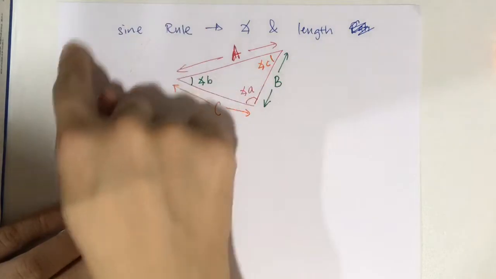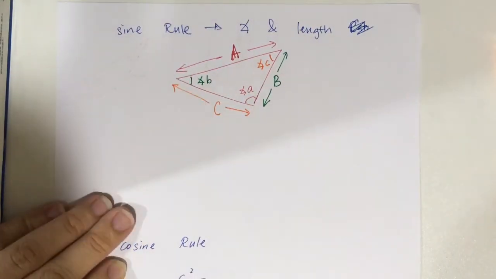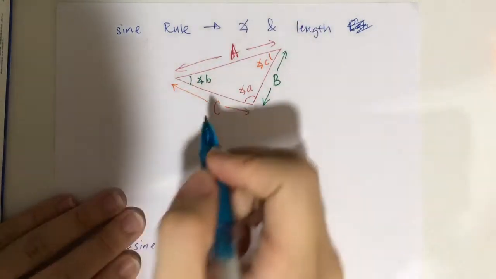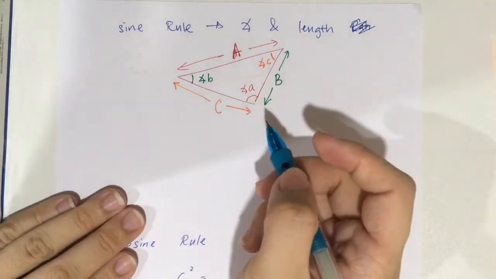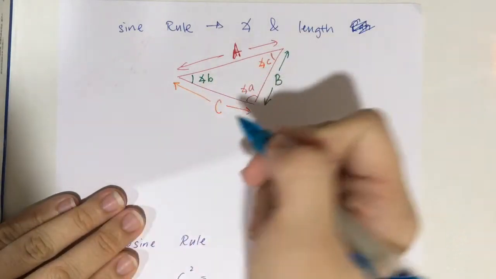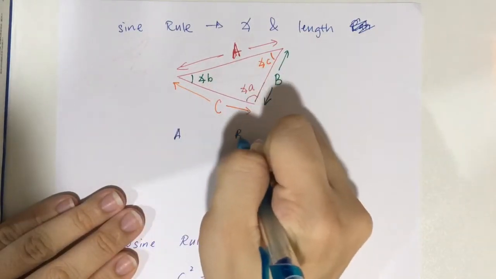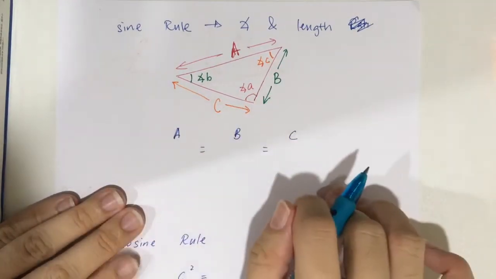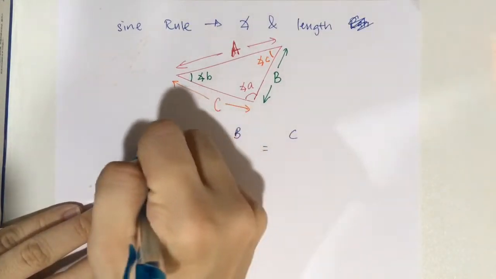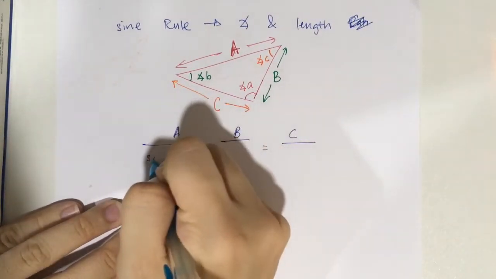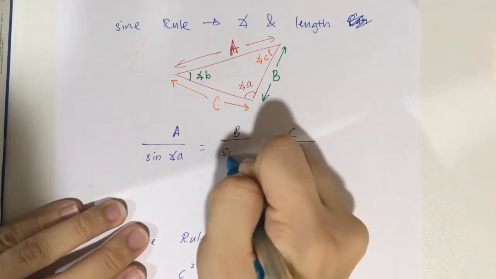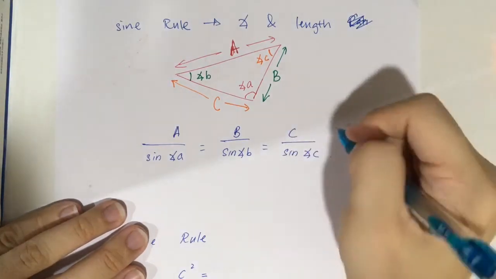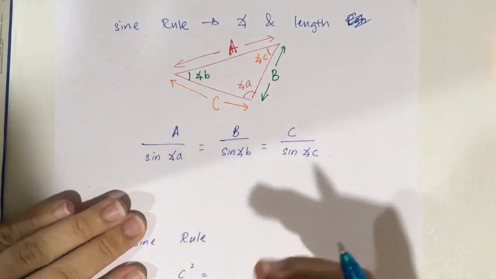So what is this sine rule? This sine rule is another formula. Now it depends on the question. If the question asks you to find length, then I suggest you put the length on top. So A, B, C. Don't care which length they ask you to find, just write down this over sine angle A, sine angle B, sine angle C. So you will see which one they want you to find.